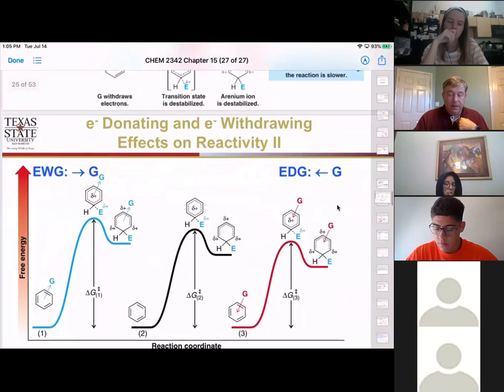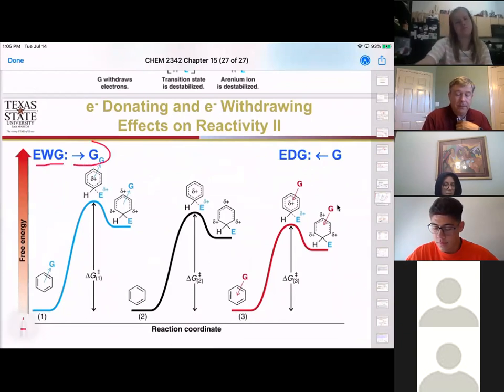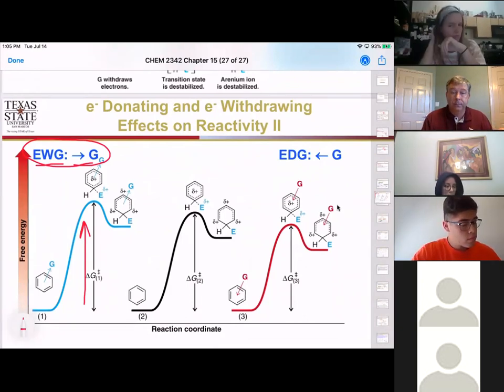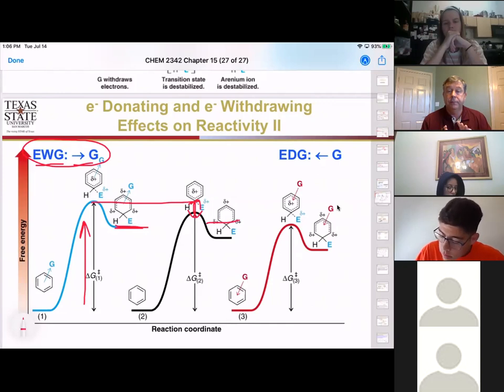Okay, so if we look at the energy diagrams associated with that, if we have an electron withdrawing group, that's something that's going to pull electron density away from that ring. First thing that happens is our activation energy goes up, because the energy of the transition state is higher than it would have been if we had no electron withdrawing group at all. Okay, so if we look at our energy here, right here, it takes extra energy just to get to that transition state, and that intermediate is at a higher energy than with just benzene. Okay.